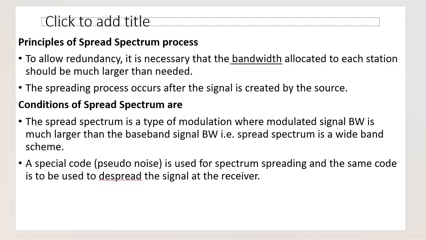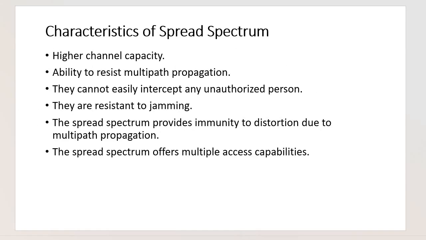The condition required for spread spectrum is that the modulated signal bandwidth is much larger than the baseband signal bandwidth. A pseudo noise code is used to spread the signal, and the same pseudo code must be used at the receiver to despread and recover the original signal.